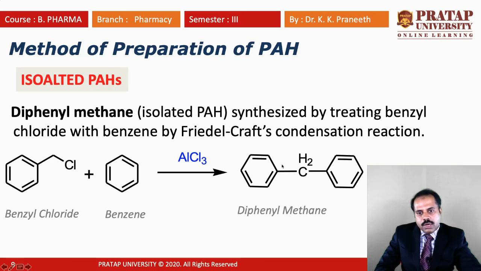This can be prepared by treating benzyl chloride, a benzene ring having a CH2Cl group, with benzene in the presence of AlCl3. That is a Friedel-Crafts reaction. We have seen in unit 1 that with AlCl3 this condensation reaction is called the Friedel-Crafts reaction. These two will react to give diphenyl methane.